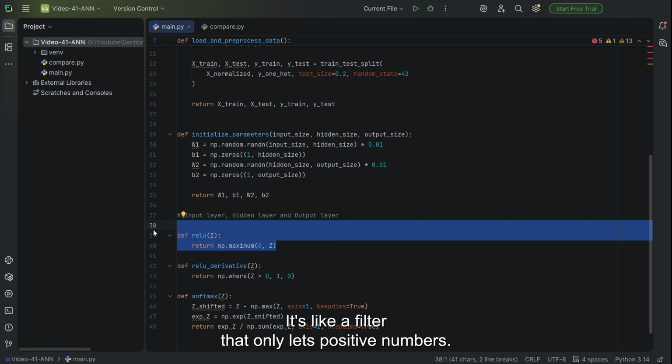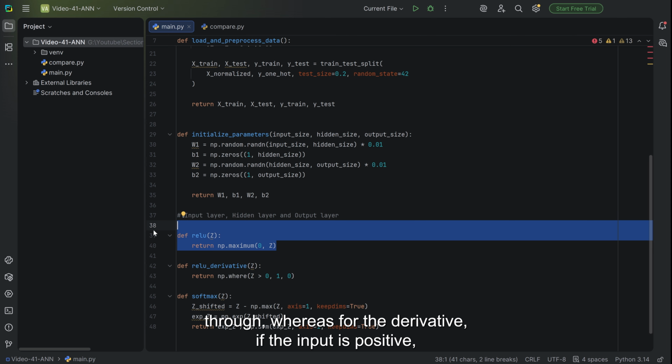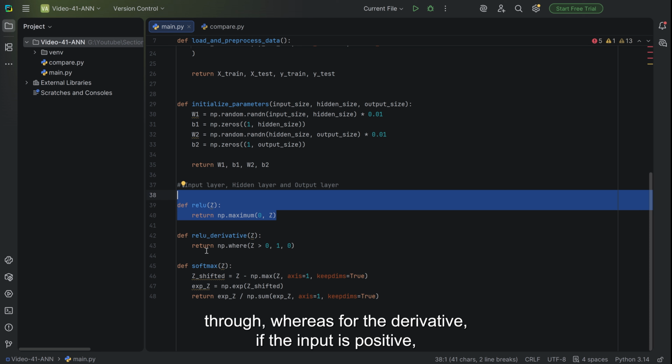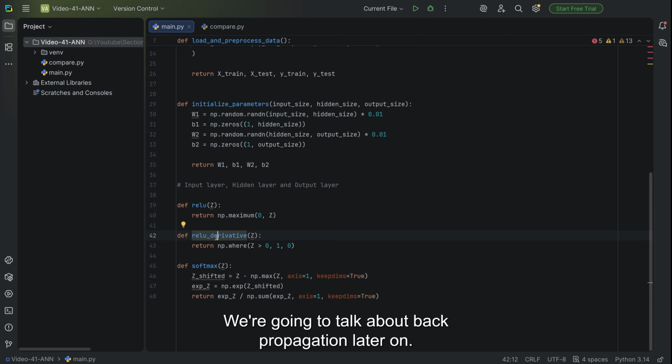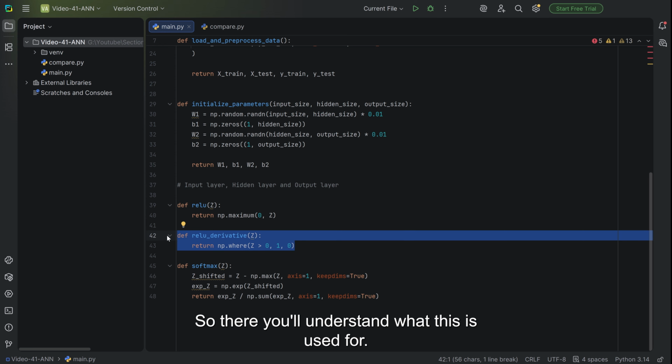It's like a filter that only lets positive numbers through. Whereas ReLU derivatives, they are like, if it was positive, the slope is 1, else 0. We need this for learning or backpropagation. We're going to talk about backpropagation later on, so there, you'll understand what this is used for more.